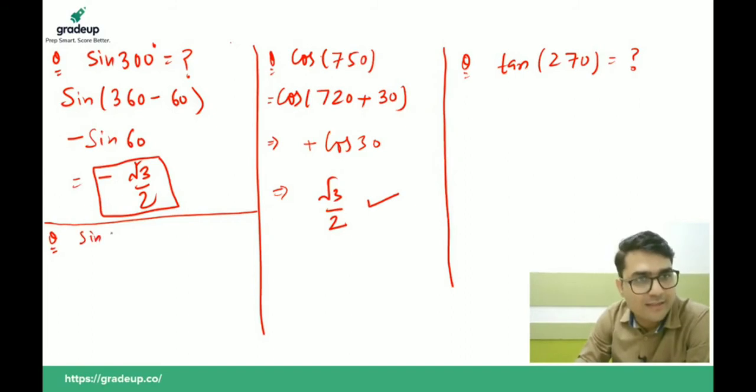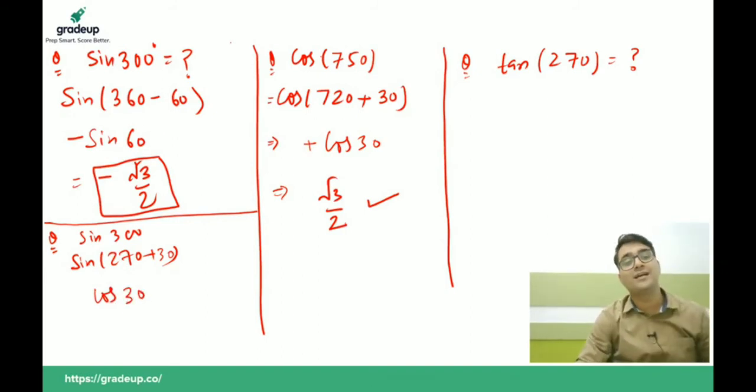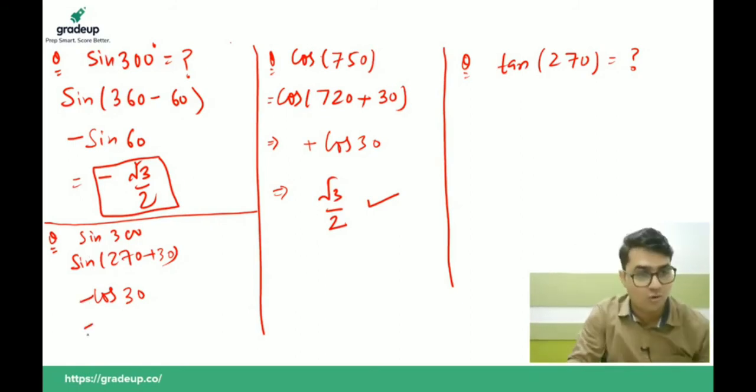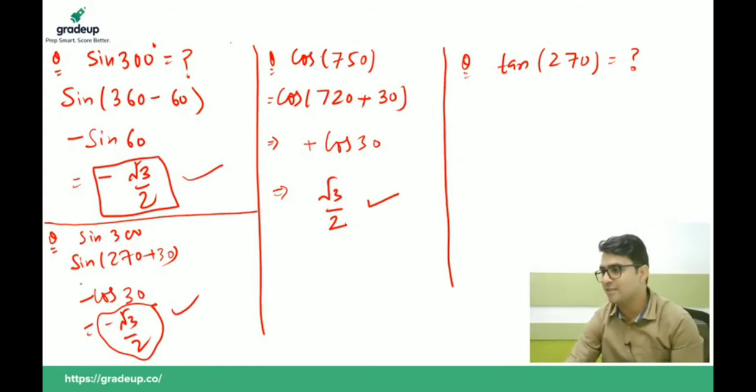Now, sine 300 can be written as sine 270 plus theta also. And theta is what here? 30 degrees. This will lie in the fourth quadrant, and at 270 degrees the change takes place. So sine will change into cos, and sine theta in the fourth quadrant is always negative. So the value of this is this. You will get the same answer. Don't worry, Suresh. You will get the same answer. All right.